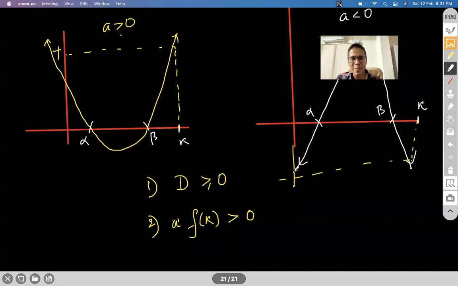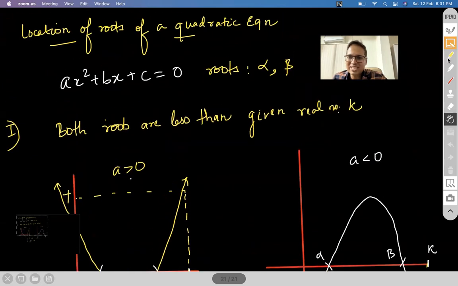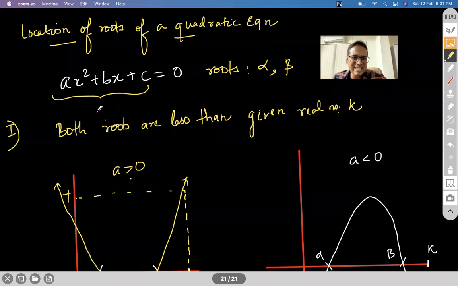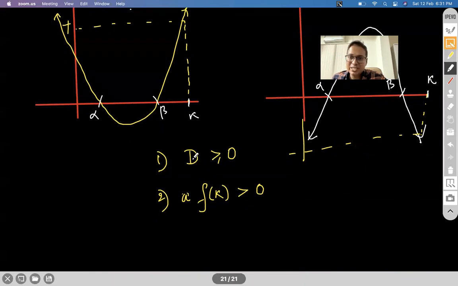Yes or no? Now tell me, are these two conditions sufficient enough or are they only necessary? That means if a quadratic equation's discriminant is greater than or equal to zero. By the way, some of you would be wondering, what is this F? I'm actually calling this guy F of X. Okay. Yeah. So are these two conditions sufficient enough or are they necessary? What do you think?